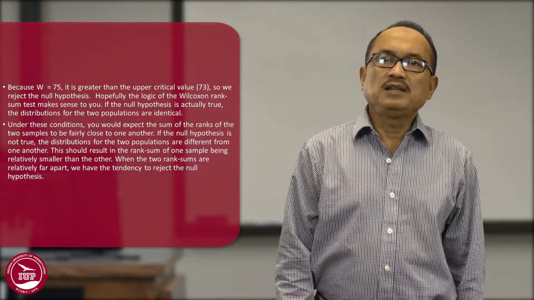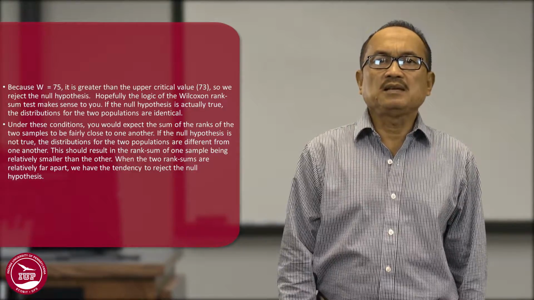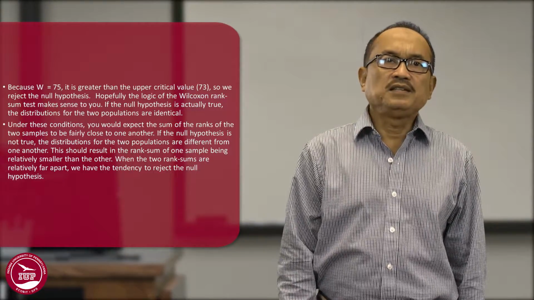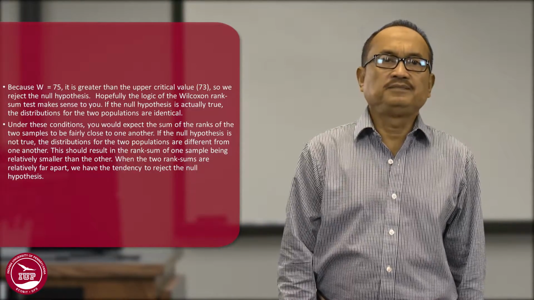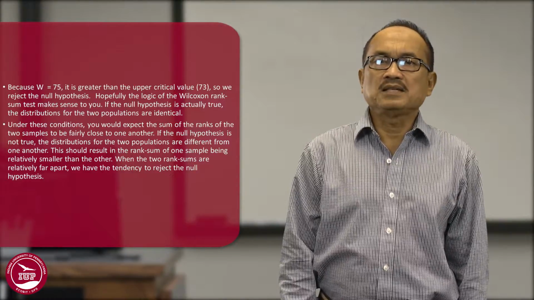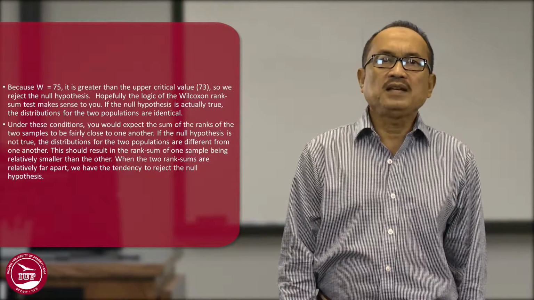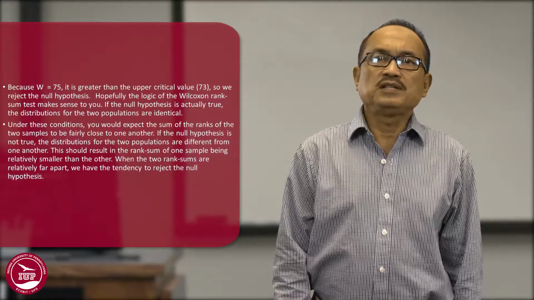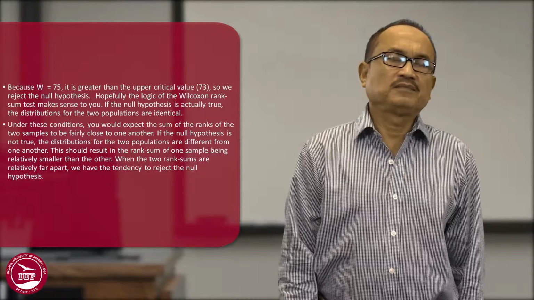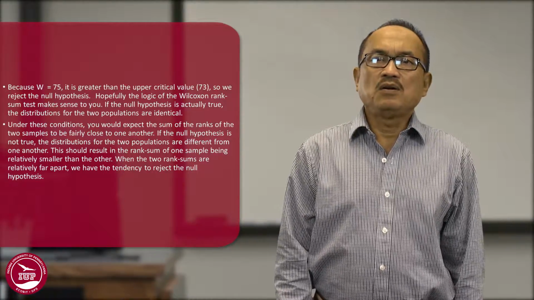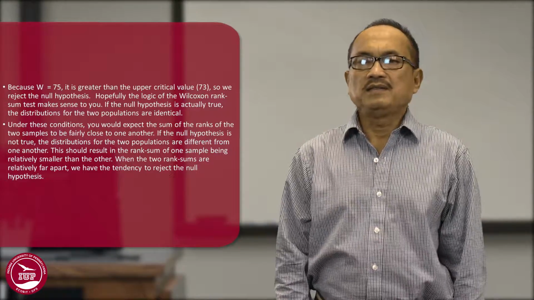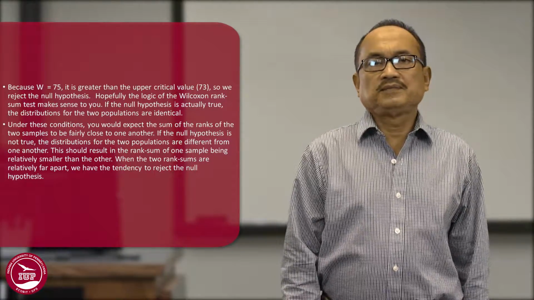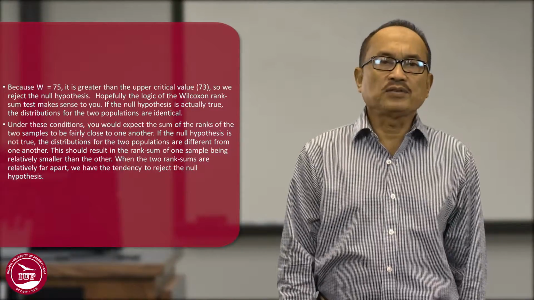Hopefully, the logic of the Wilcoxon rank sum test makes sense to you. If the null hypothesis is actually true, the distributions for the two populations are identical. Under this condition, you would expect the sum of ranks of the two samples to be fairly close to one another. If the null hypothesis is not true, the distributions for the two populations are different from one another. This should result in the rank sum of one sample being relatively smaller than the other. When the two rank sums are relatively far apart, we have the tendency to reject the null hypothesis.